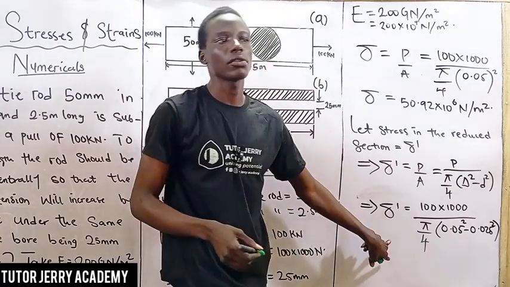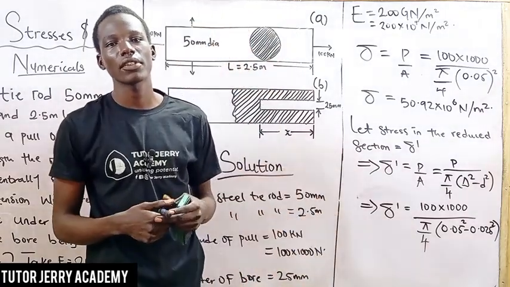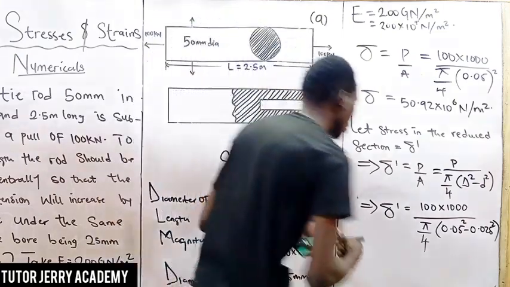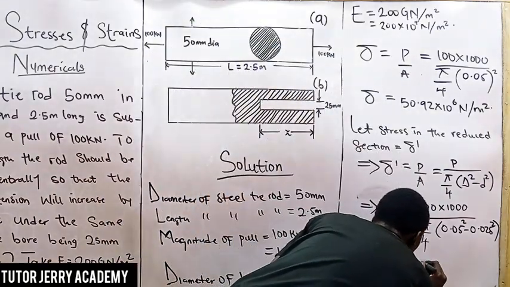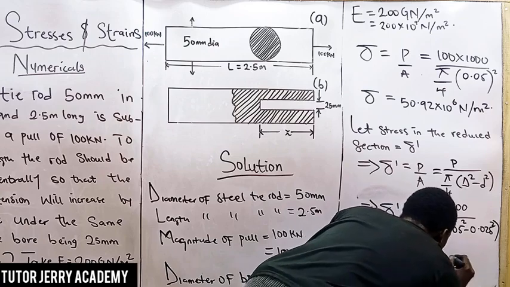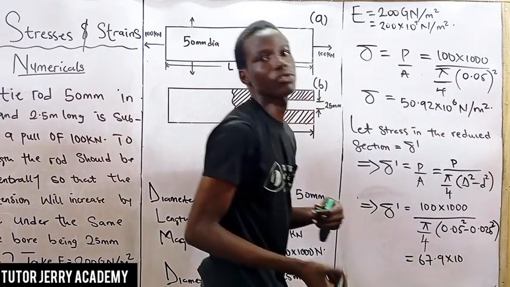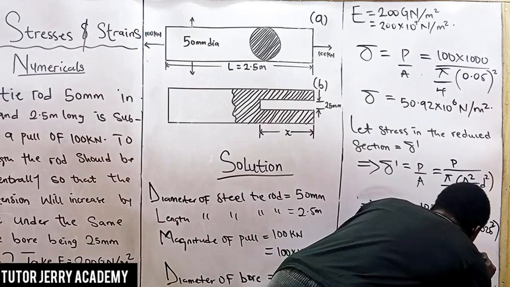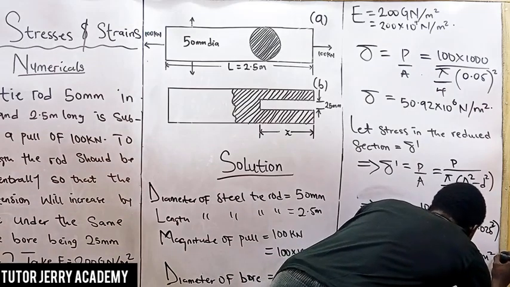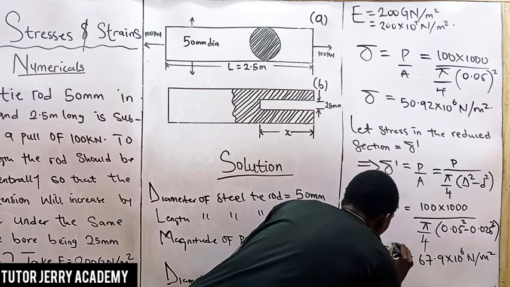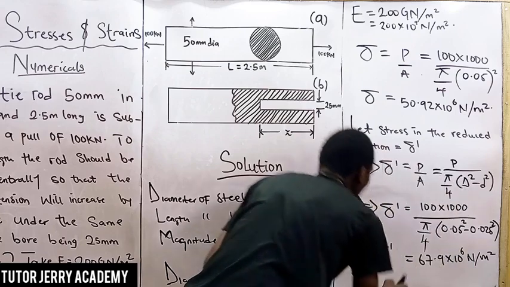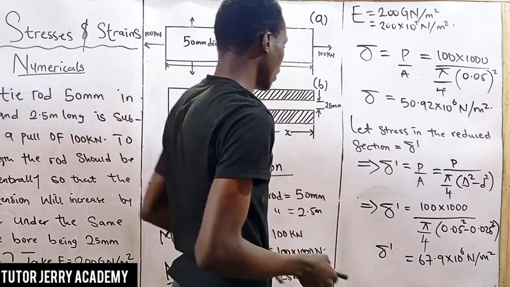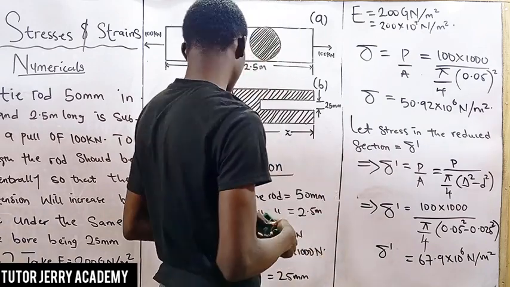Now, what do we have? If you press this in your calculator, it's nothing but 67.9 times 10 to the power of 6 newtons per meter squared. This is our sigma prime. Of course, this stress is for the reduced section.